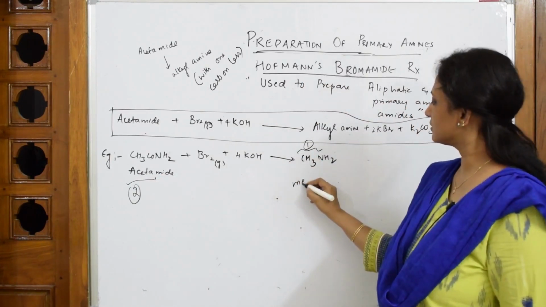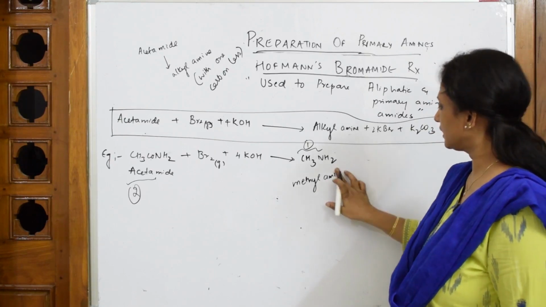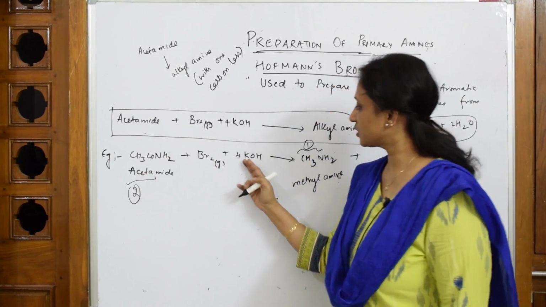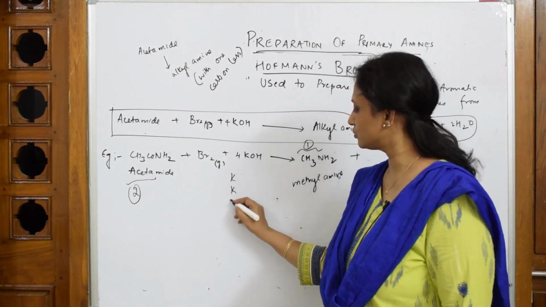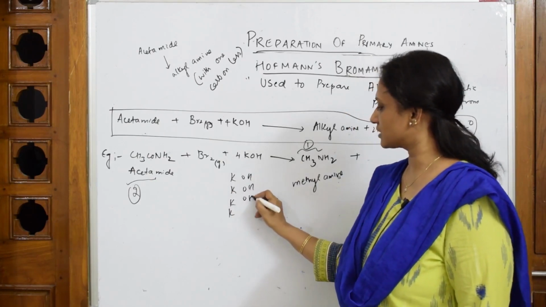What is this compound? This is a primary amine, that is methylamine. Now let us see. This part is over. Let us come back. Now you have 4 potassiums, 1, 2, 3, 4. Okay, now OH is like this. Simple. The reaction is very simple.